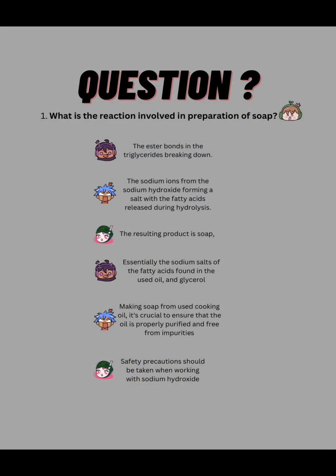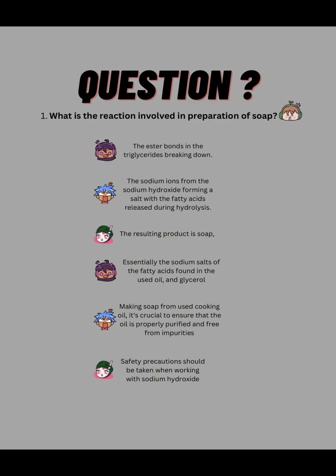What is the reaction involved in the preparation of soap? The reaction involves the ester bonds in the triglyceride breaking down, and the sodium ions from the sodium hydroxide forming a salt with a fatty acid released during hydrolysis. The resulting product is soap, which is essentially the sodium salt of the fatty acids found in the used oil, and glycerol is also produced as a byproduct.